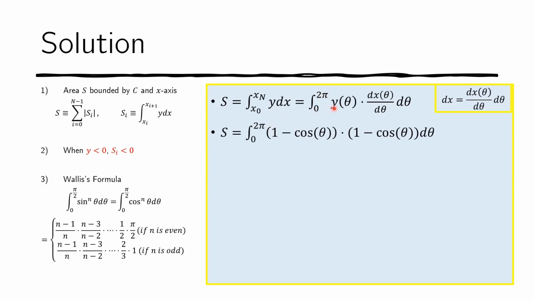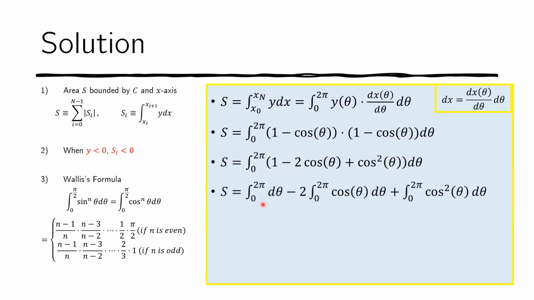Now we replace y of theta with the expression that was given. We replace dx d theta with the expression that we solved for. And now we can continue the multiplication and we get this. And then we can separate the integral into three terms. And now here, this bit is actually easy to integrate. This bit goes to 0. And this bit we can use Wallis formula. Now, I'll just remind ourselves why this goes to 0.